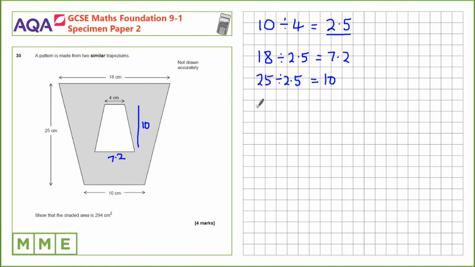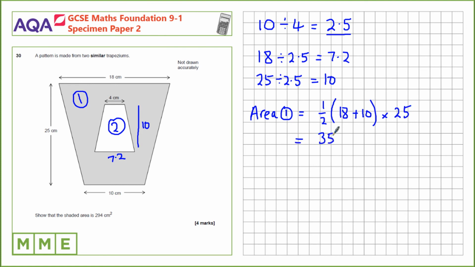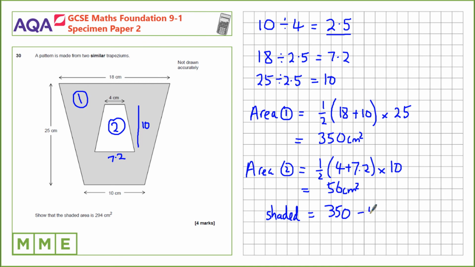Next, let's calculate area. The area of a trapezium is given by half this side, add this side, and then multiplied by the height. So let's call the large trapezium 1 and the small trapezium 2. So the area of 1, it's half of the long side here, 18, plus the short side, 10, multiplied by the height, 25. It gives us an area of 350 centimeters squared. Let's do the same for the second one. Area of 2 is a half times 4 plus 7.2, times 10, which gives us an area of 56 centimeters squared. If we want the shaded area, we need to take this away from the large area. So the shaded area is 350 minus 56, which is 294 centimeters squared, as required.